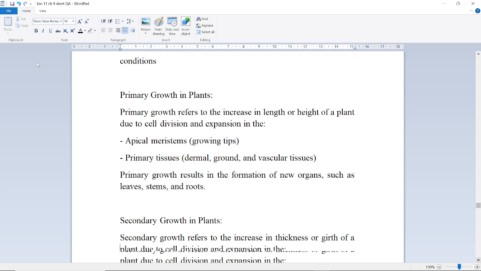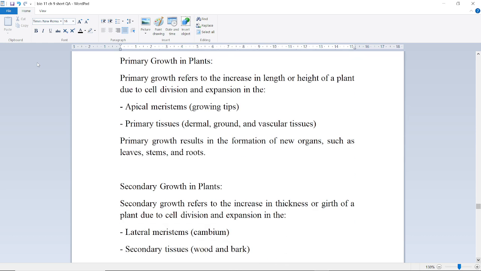Next is primary growth in plants. Primary growth refers to an increase in length or height of a plant due to cell division and expansion in the apical meristem.